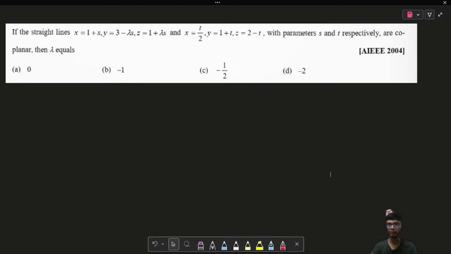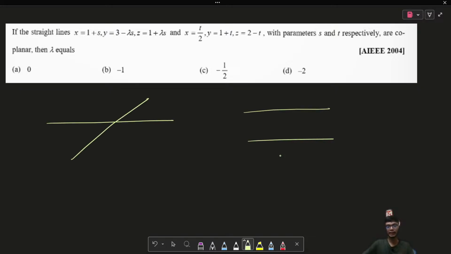So that is the problem. The lines which are given are two lines with parameters, and they are coplanar. If we have two coplanar lines, then the shortest distance between them is equal to zero. What we mean by coplanar lines is that the two lines lie in the same plane, so in this case the lines will either intersect or be parallel.